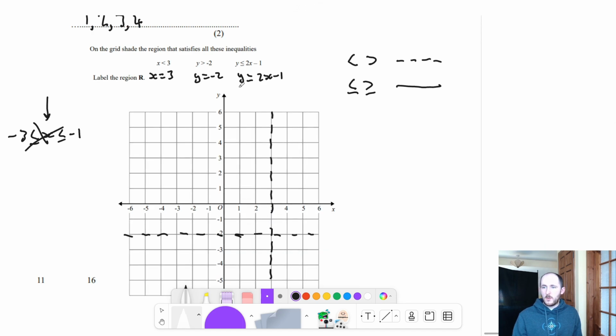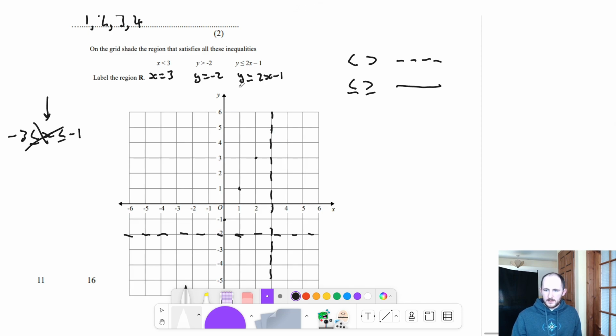Now, what about 2x minus 1? Well, the y-intercept is -1. It's here, right? And it's going up by 2 each time. So it's going to be a straight line.